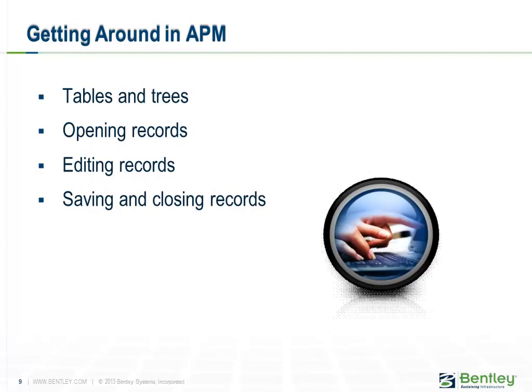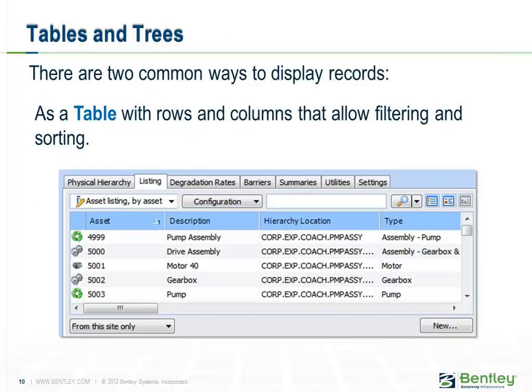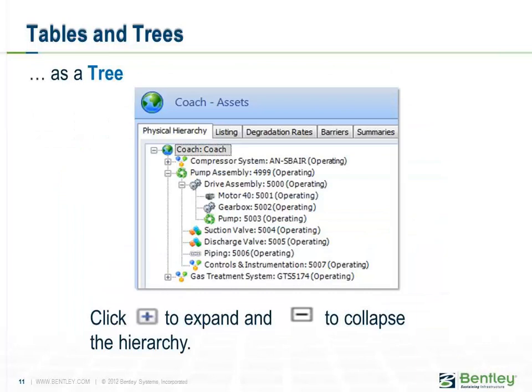In this next section, we will learn about getting around in APM. We will learn about tables and trees, opening records, editing records, and saving and closing records. Information or data in APM is presented in several different ways. The most common is as a table, with rows and columns that allow filtering and sorting. Configurations are based on tables. Information can also be presented as a tree. The asset hierarchy is a good example of this. Expand the hierarchy or the tree by clicking the plus sign, and collapse it by clicking the minus sign.